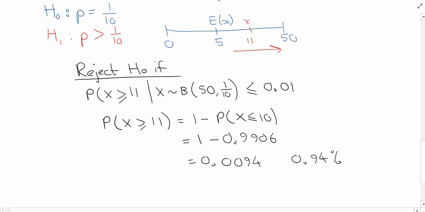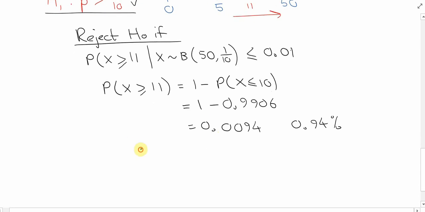So what are we going to do? We're going to reject it. We said we reject H0 if it was lower than 1%. So we're rejecting H0. We're saying that's not happening. We're saying that this one is true. So we're going to write that down as reject H0.